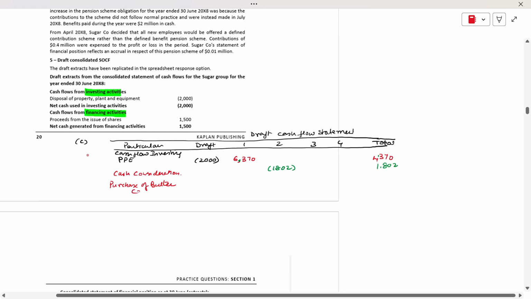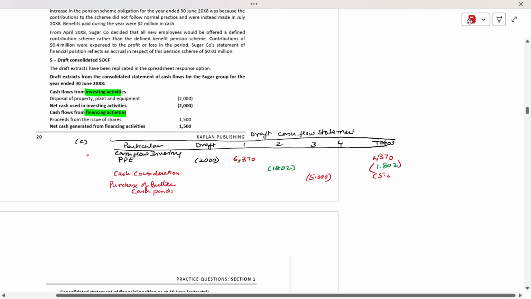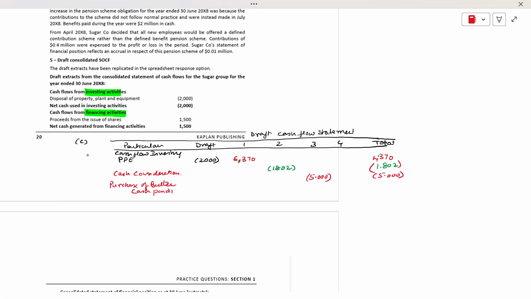Cash paid. How much have they paid in cash? 5 million. You can write it in any of the relevant ones. How much is there? 5 million. Right? This is also minus, this is also minus. Any doubt anywhere, you ask me. Is it okay? Next.